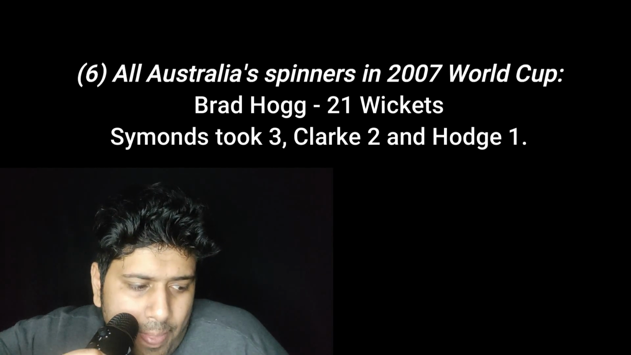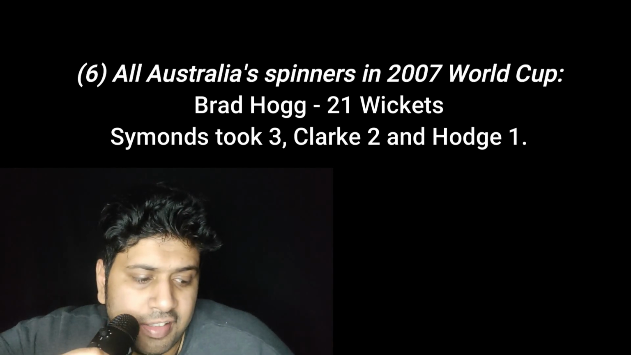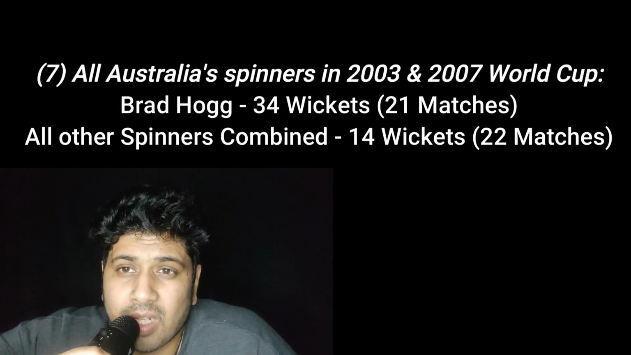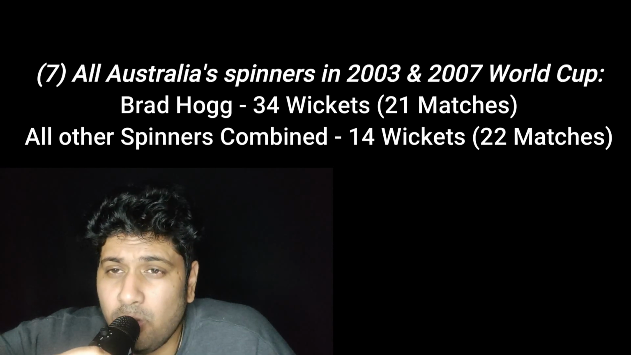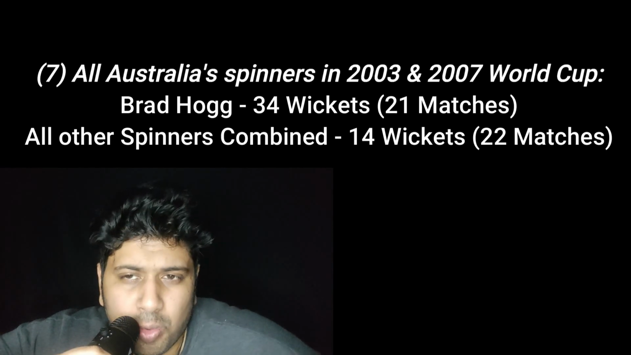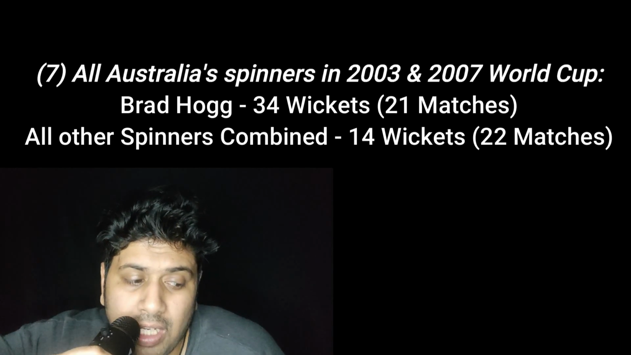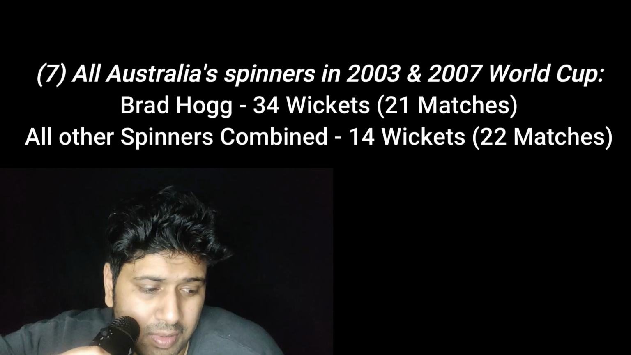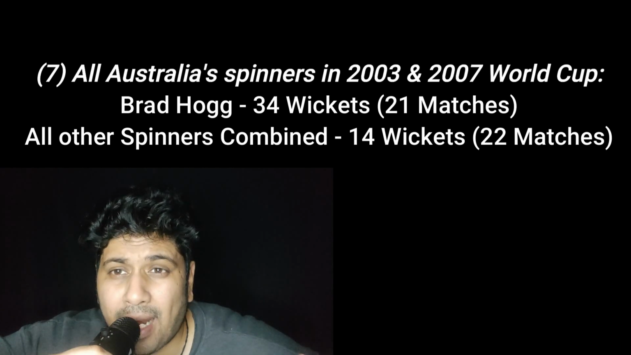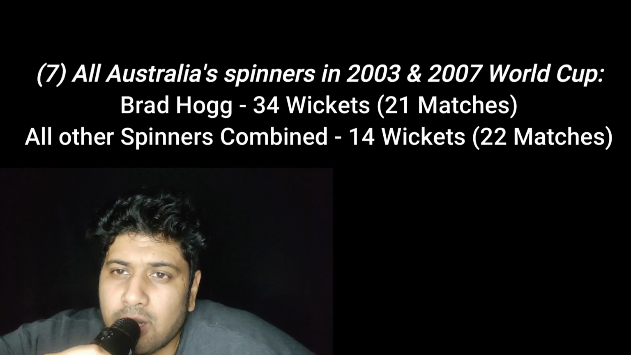So in 2003 and 2007, he took 34 wickets, while all other Australian spinners took just 14 wickets in the 22 matches played in those World Cups. So in the 21 matches that Brad Hogg played alone, he took 34 wickets, and all the part-timers and everyone who bowled spin, all of them combined took just 14 wickets in 22 matches in those World Cups. So you can see the impact and the importance of Brad Hogg's performance in those World Cups.